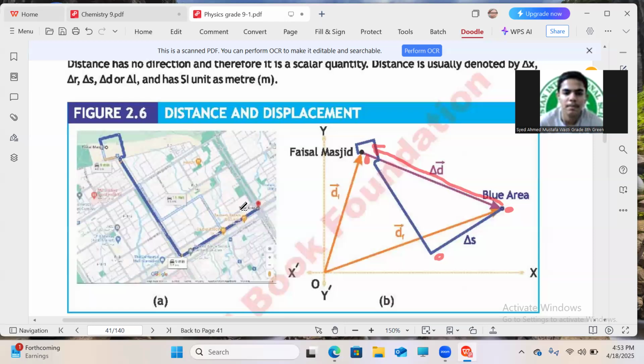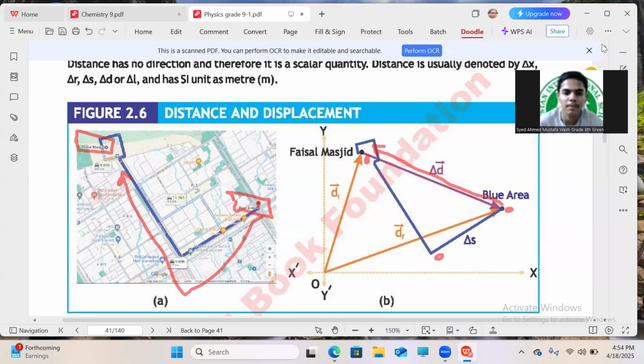Look, this is the Blue Area. I think it is visible to you. And this one is Faisal Mosque. If you are traveling along the lower line, from this to this, from this to this, and from this to this one, this is known as your distance. Meanwhile, in figure B, if you just follow the line from this one to this, that is the shortest distance, known as displacement.